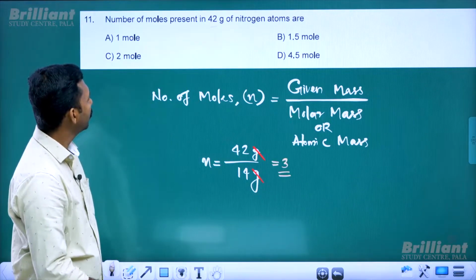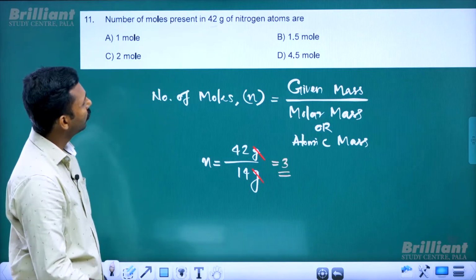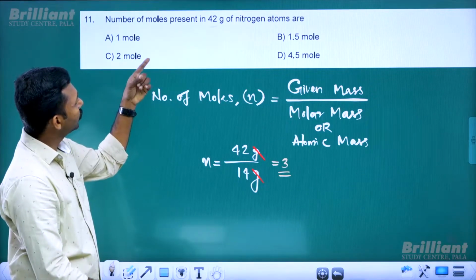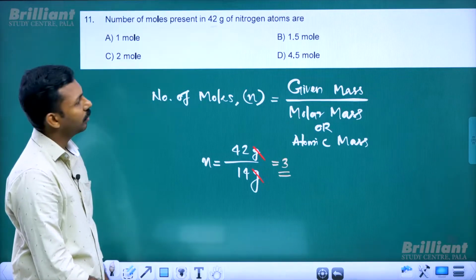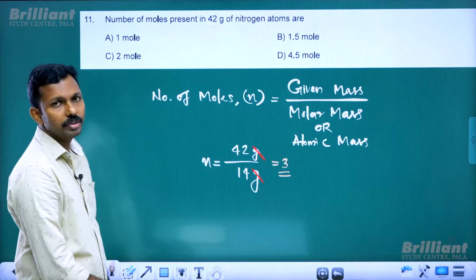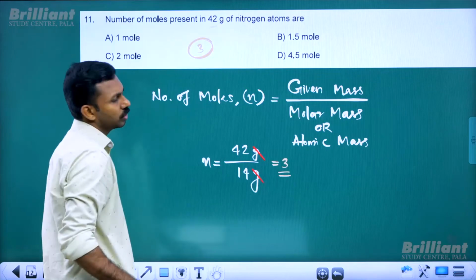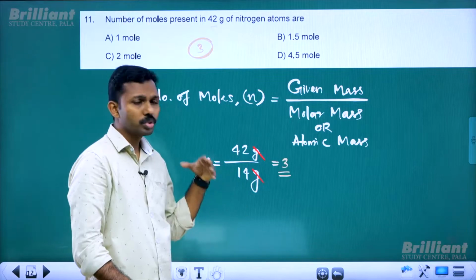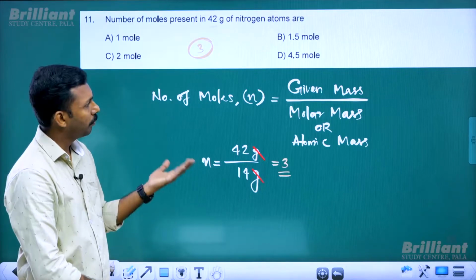Is there any such option? 1 mole, 1.5 mole, 2 mole, 4.5 mole. No answer in this question, right? So, 3 will be the answer here. In 42 gram nitrogen atoms, there should be 3 mole nitrogen atoms. But there is no such option in this question, so you have to know how to solve such problems, right? Anyhow, that may be a printing problem.